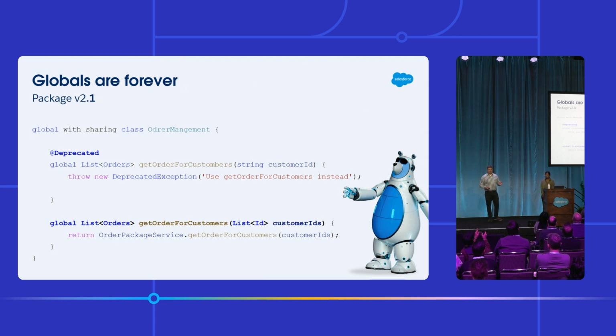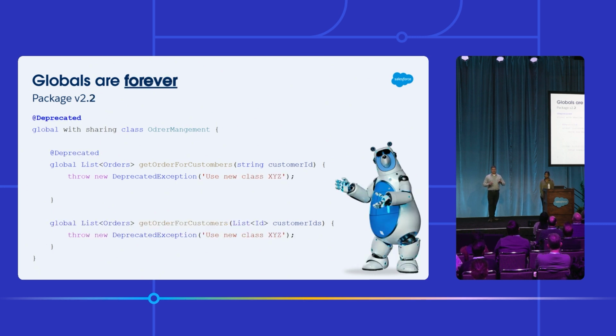But we've still got problems, like my order management class is still misspelled. That's not a good look. So let's fix that. Let's deprecate the entire class. Well, now I've got another problem. This global, even though it's throwing exceptions, is basically going to live in my package forever. I can't remove it. That's another thing we're looking at introducing a change for.